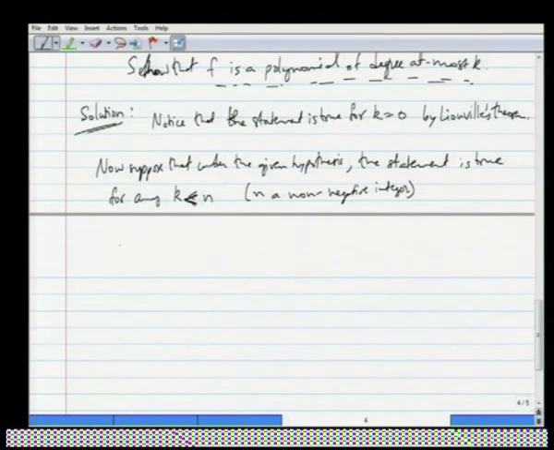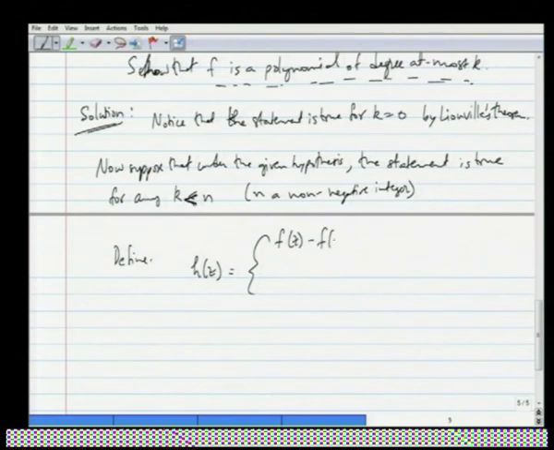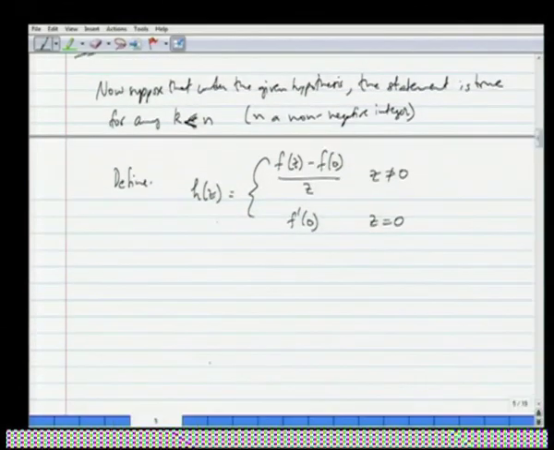So define h of z to be a split function: f of z minus f of 0, divided by z, for z not equal to 0, and define this to be f prime of 0 at z equal to 0. h of z we define to be this kind of split function. We will show that h is entire.